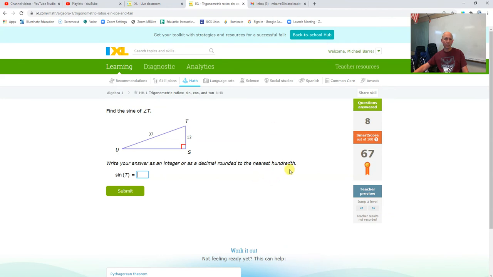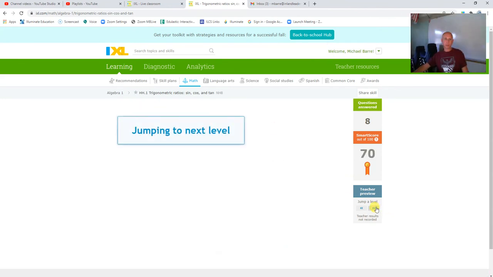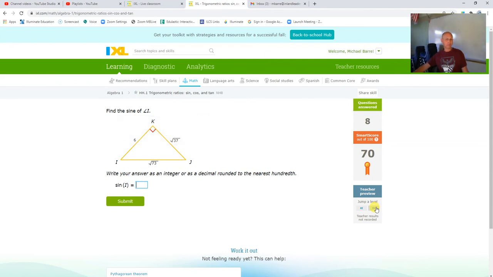Sine, cosine. Okay, we're going to jump a level. Okay, we're back to the square root ones. Oh, I don't have to use Pythagorean theorem on this one though. Sine of I. Sine is opposite over hypotenuse. Square root of 37 over the square root of 73. Let me get my lights to come back on. All right, so square root of 37 divided by square root of 73. 0.71.